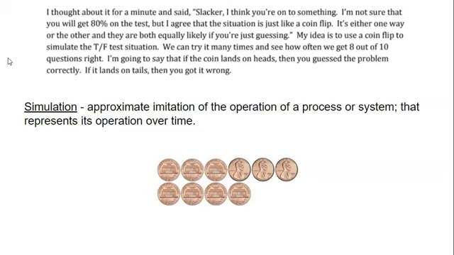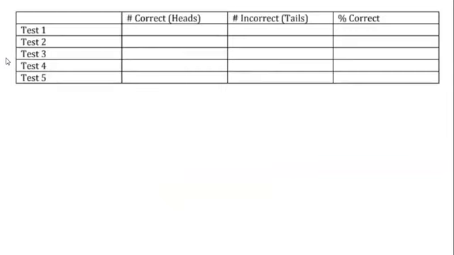My idea is to use a coin flip to simulate a true-false test situation. We can try it many times and see how often we get 8 out of 10 questions right. I'm going to say that if the coin lands on heads, then you guessed the problem correctly. If it lands on tails, then you got it wrong. This is called a simulation. Flipping the coin imitates guessing true or false on the question on the quiz. Doing this 10 times imitates answering all 10 questions. This way, we can see different outcomes for him taking the quiz and seeing what kind of grade he would get. Let's run this simulation.